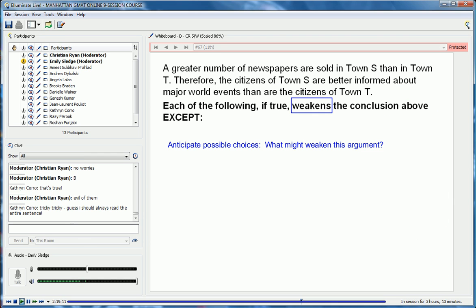I'm going to have you guys do something a little bit different. I asserted earlier that you're going to have to look at all 5 choices on these and weigh them against each other and not so much anticipate the possible answers. I'm going to completely contradict myself here and have you guys think about some possible weakening statements for this argument. And I'll just release the mic. Anyone can grab the mic and throw one out there.